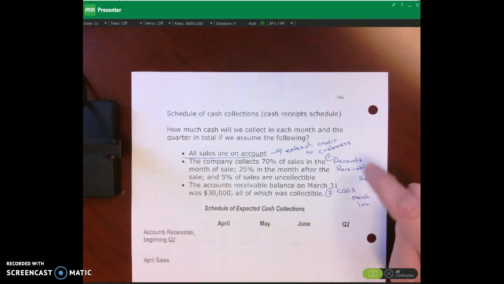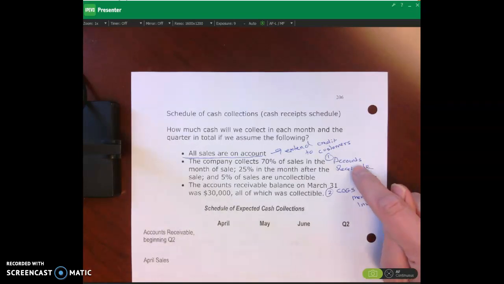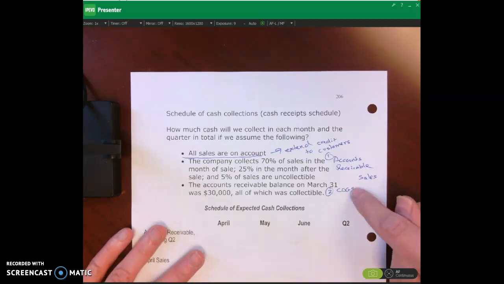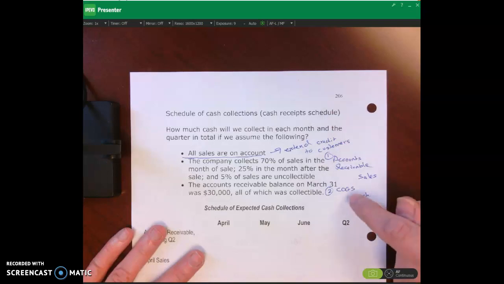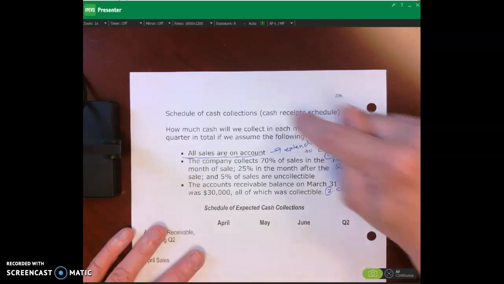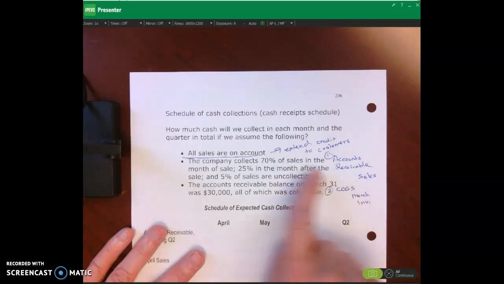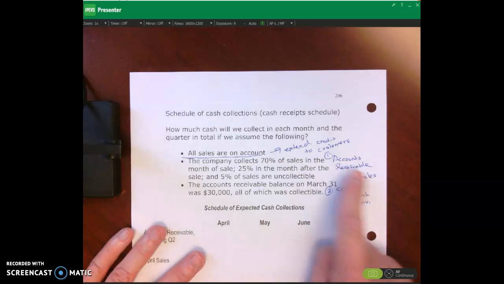Okay, so in terms of a sale on account, if you said debit to accounts receivable, credit to sales, then you're correct. And then also, although this isn't really particularly relevant to the schedule of cash collections, the other part of that journal entry would be to debit cost of goods sold and then credit either merchandise inventory if we're a merchandising company, or finished goods if we are a manufacturing company, okay? So when we make a sale, we debit accounts receivable and we credit sales.